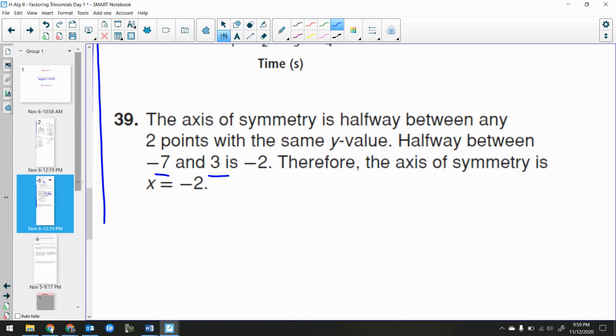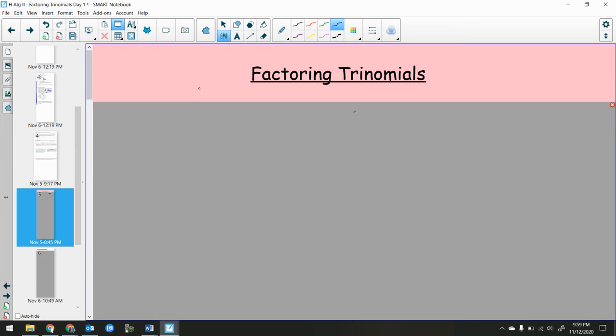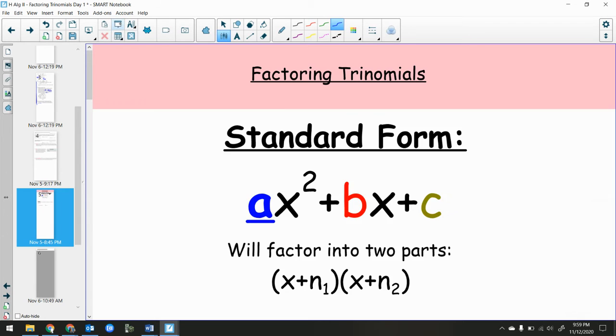Okay. All right, so let's pick up here. So again, this should be a review from Algebra 1. Everything that we do within these next couple of days should be a review of Algebra 1, but it's such a key concept that we should go over it a couple more times here. Okay, so let's start by talking about factoring trinomials.